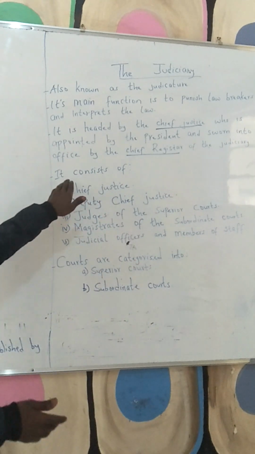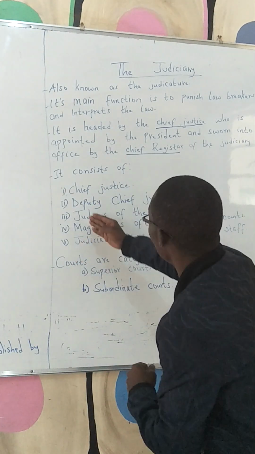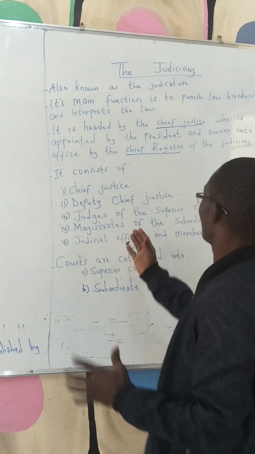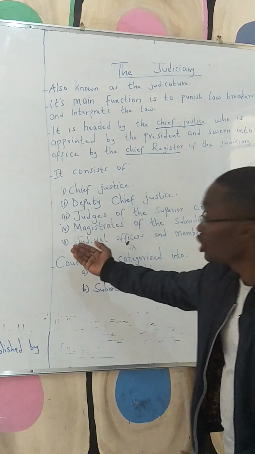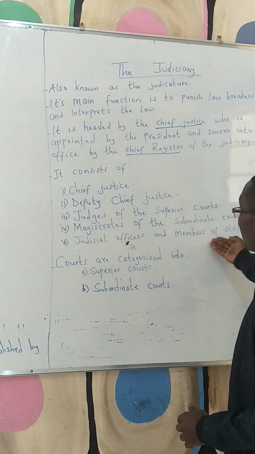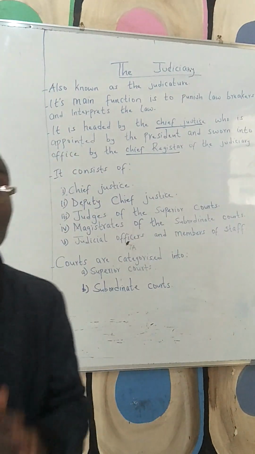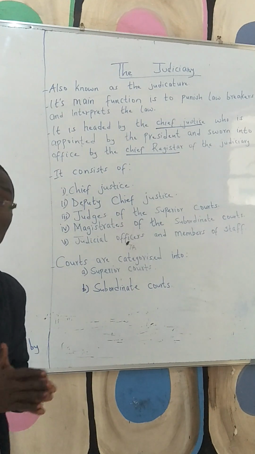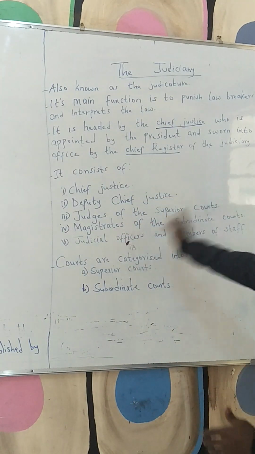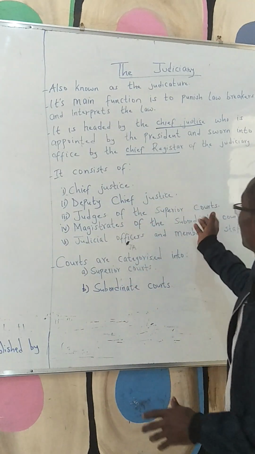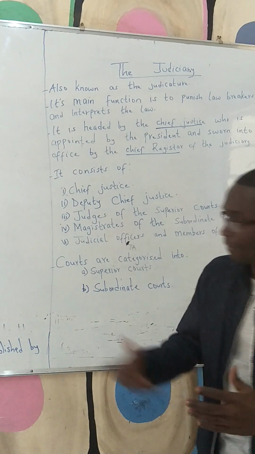Now, it consists of the Chief Justice, the Deputy Chief Justice, the judges of the superior courts, the magistrates of the subordinate courts, and the judicial officers and members of the staff.